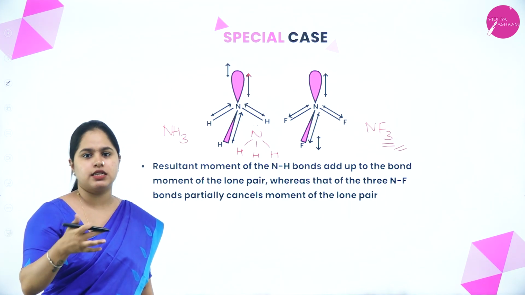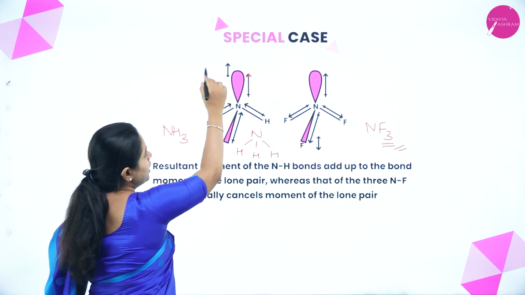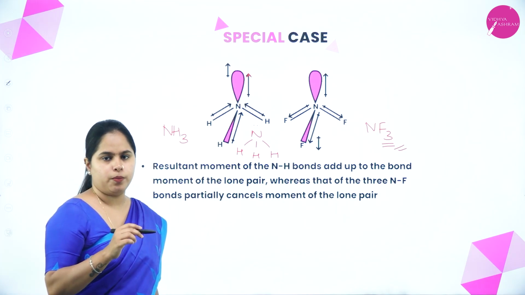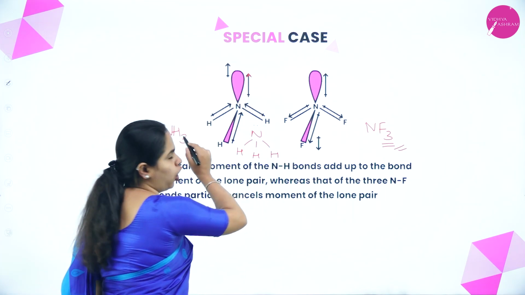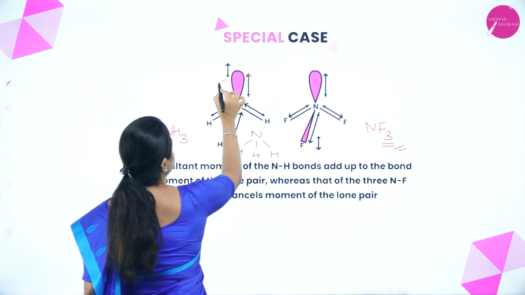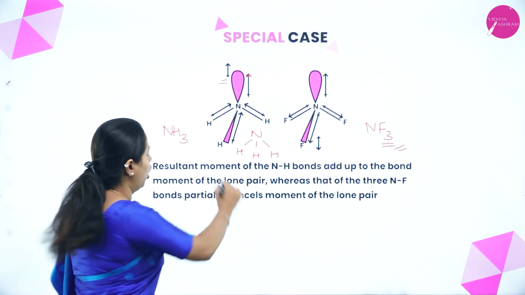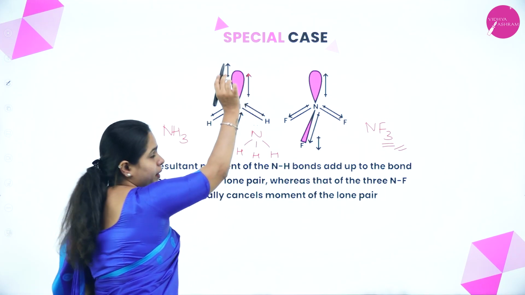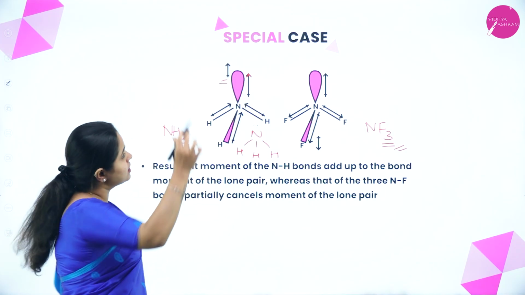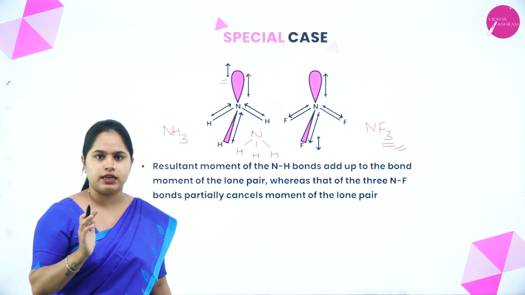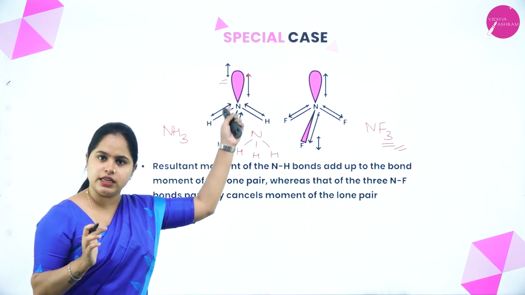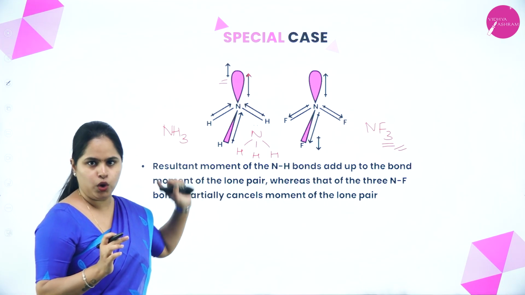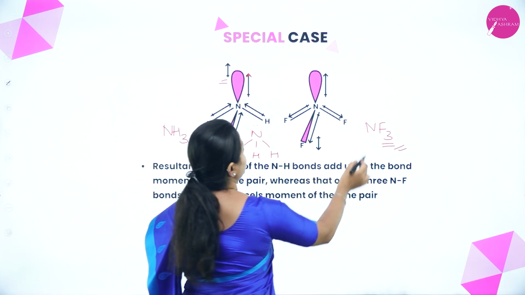The lone pair is considered as the more electronegative one, so it will be towards the top. The resultant of this will be towards the top, right? All of these are towards nitrogen, and even nitrogen to lone pair is towards the top. So the resultant will be added. All of this will be added and it will be towards the lone pair. Clear? Now what about NF3?